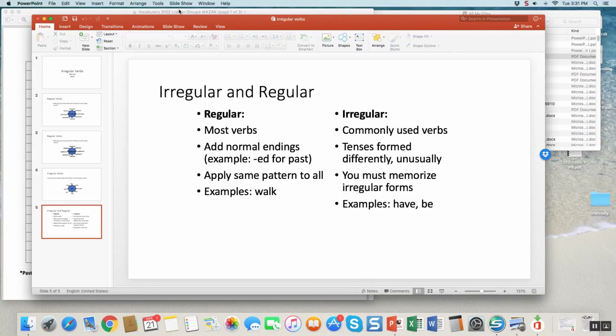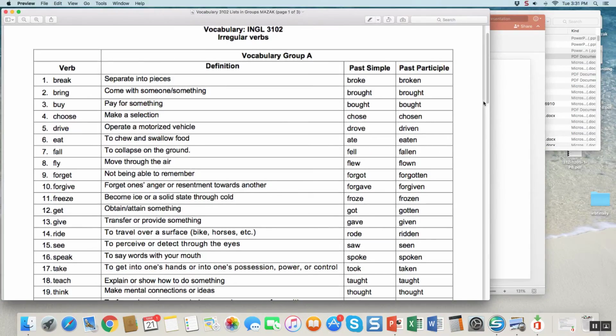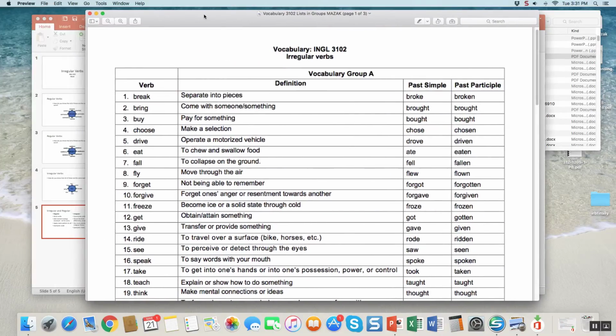Now we're going to look at this semester's vocabulary list. All right, here it is. Now, this vocabulary list is divided into 3 parts, and I'm going to explain the parts to you. So first of all, you'll see this is called Vocabulary Group A. And on the left, you'll see the base form of the verb. Then in the middle is the definition. Then you'll see the past simple form and the past participle form.